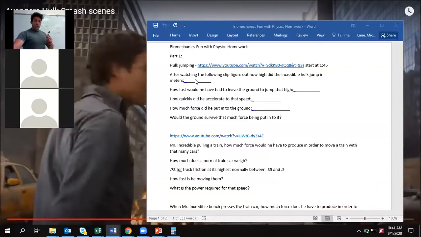Now, remember, guys, in order to figure out that height, remember kinetic energy at the bottom of the jump: one half of the mass of the Hulk multiplied by the velocity squared equals the potential energy at the very top of the jump. That's the mass of the Hulk multiplied by gravity, 9.81 since we're still on Earth, and then the height, how high he went up there.